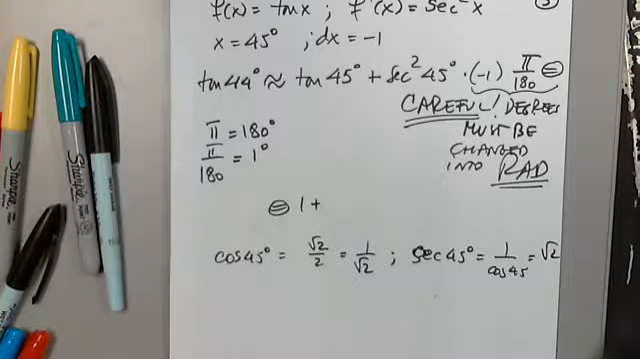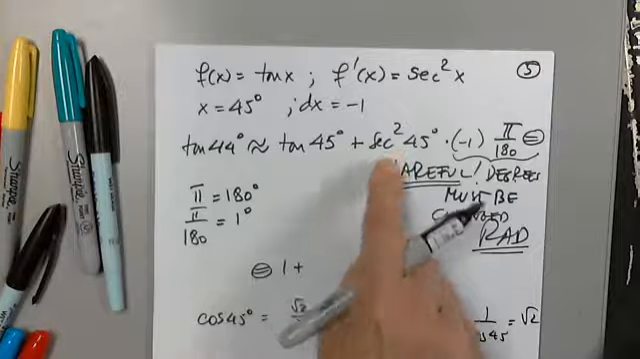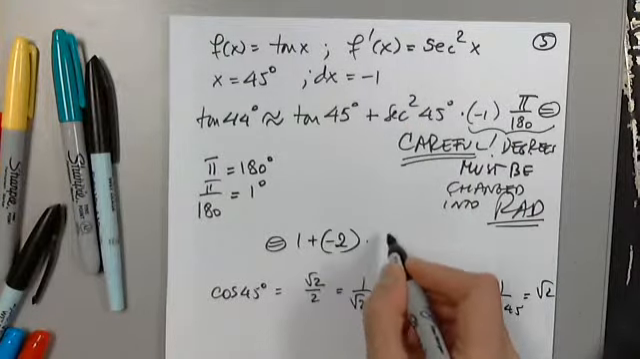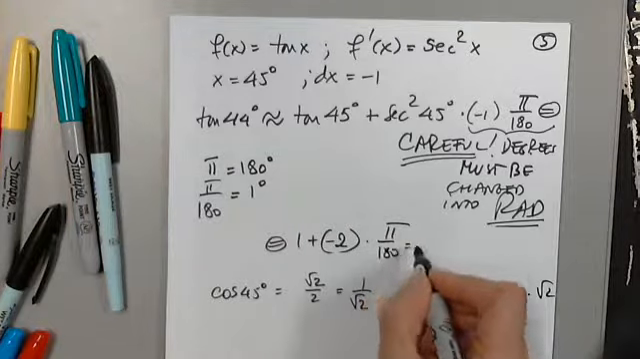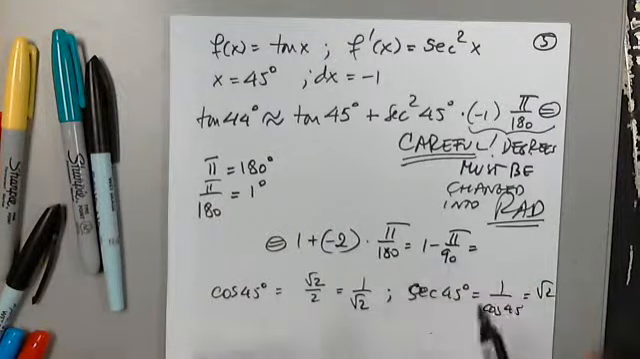Yes. So then I have to square it. What do I get? 2. So 2 times negative 1, so it's negative 2 times pi over 180. I will simplify and I get 1 minus pi over 90. So tangent 44 can be very nicely approximated with 1 minus pi over 90. So let's do that. Everything okay?